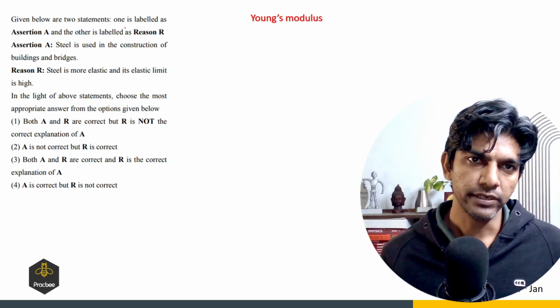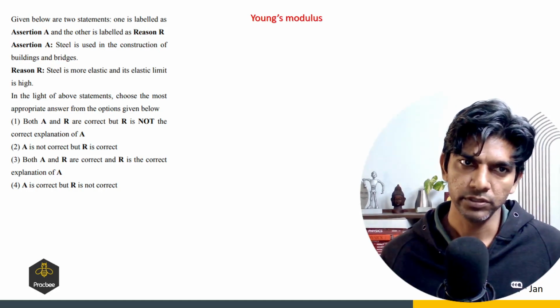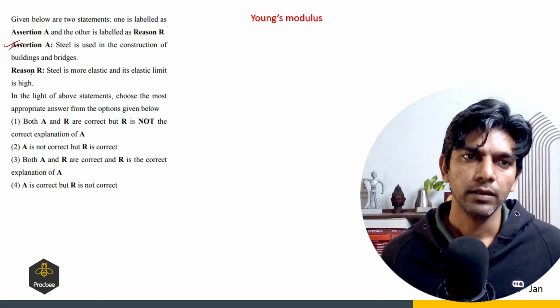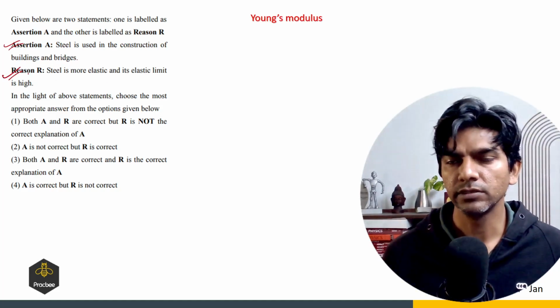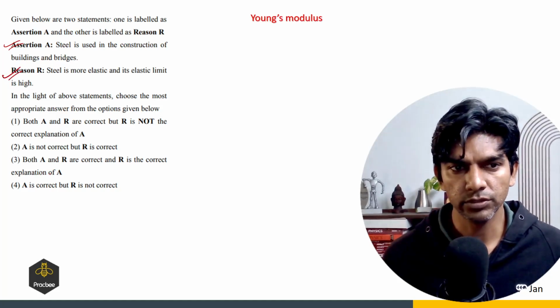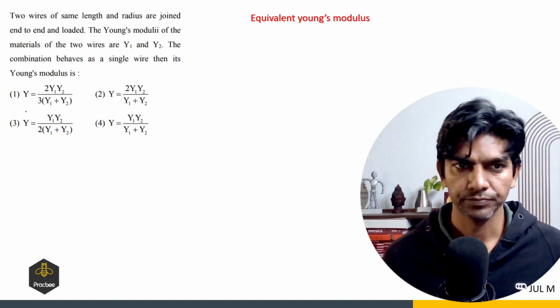Given below are two statements. Assertion is given as steel is used in the construction of buildings and bridges. That is correct. That is fact. Reason: steel is more elastic and its elastic limit is high. So reason is the correct justification for the assertion. So option 3 is the right answer.